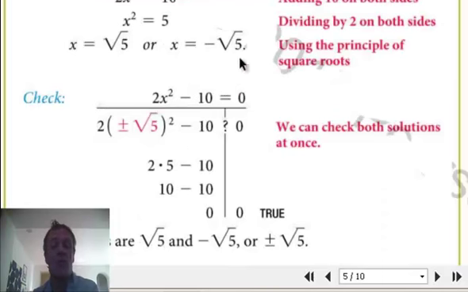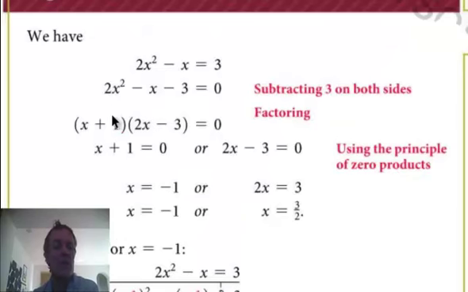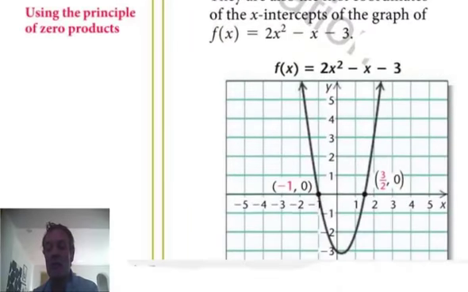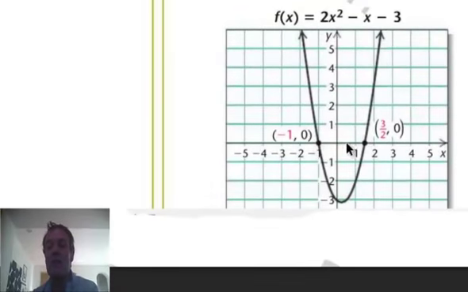In the previous one I just used the square root property, square rooting both sides. Here I set both of these equal to 0 because either of them can be 0. So x plus 1 equals 0, so x equals negative 1. 2x minus 3 equals 0. Again, add 3, divide by 2. Here are my two solutions. These are my two zeros of the function.